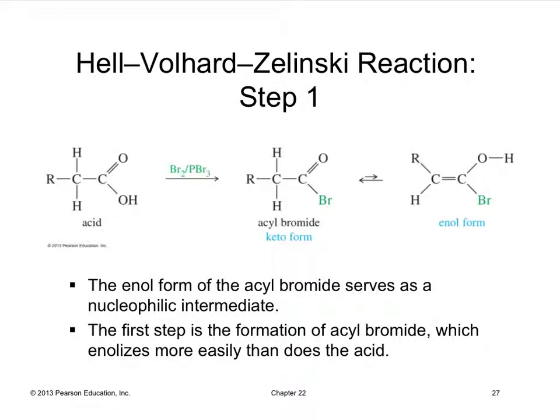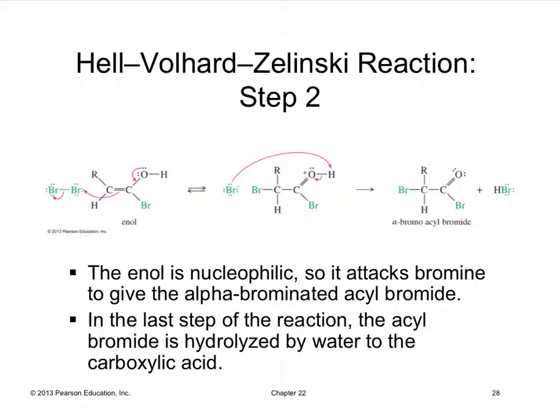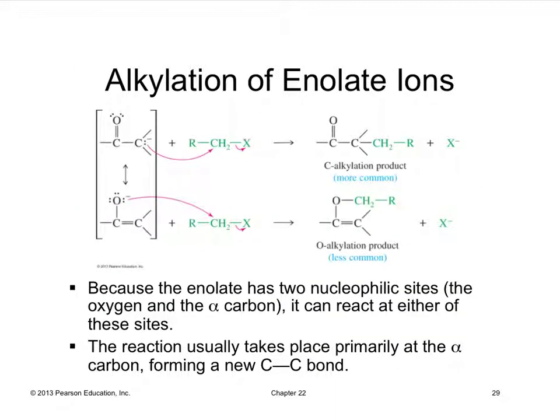So let's look at the mechanism. The first step is the bromination of the acid, so you form the acyl bromide. Once you form the acyl bromide, this is the keto form. It can also form the enol form, shown here. And this is in equilibrium. The enol form is nucleophilic, so then electrons come down. The double bond will attack the bromine, forming the alpha brominated product, and then the bromide counterion will deprotonate, forming the alpha bromo acyl bromide. And then that will subsequently react with water to form the acid.